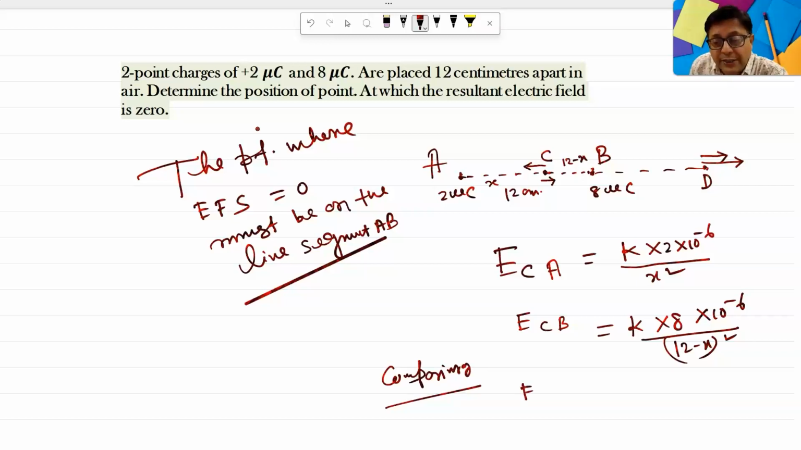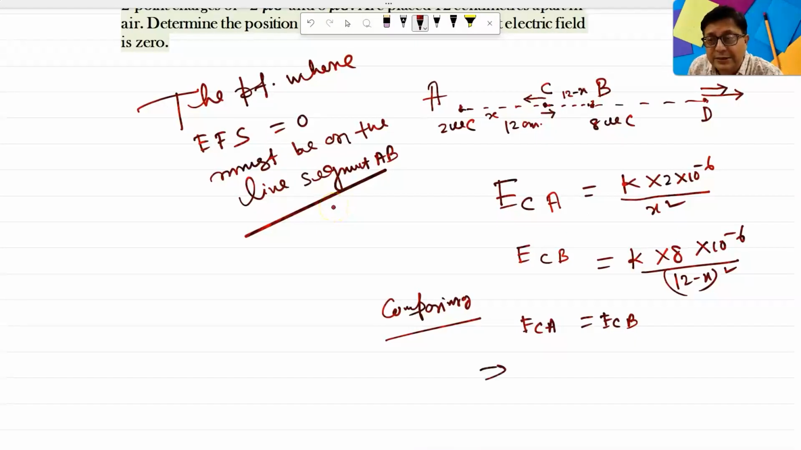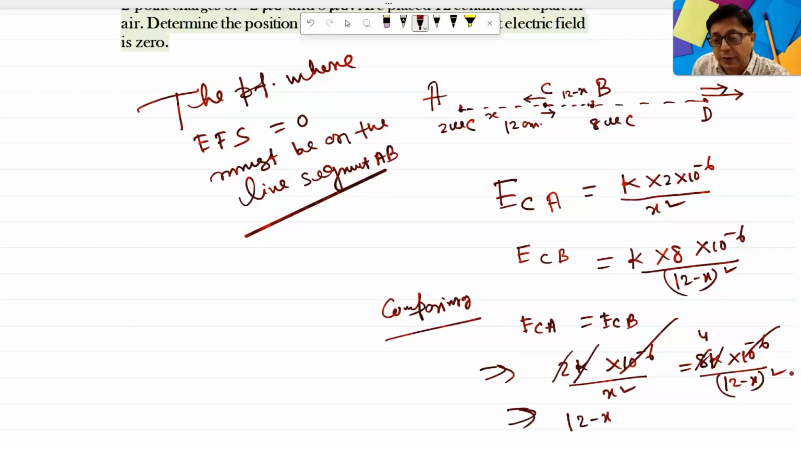So comparing, we get EC_A equal to EC_B. So this implies 2k 10 to the power minus 6 by x square equals 8k 10 to the power minus 6 by 12 minus x square. So these two get cancelled, k also gets cancelled, 2, 8, 4, therefore 12 minus x whole square is 4x square.